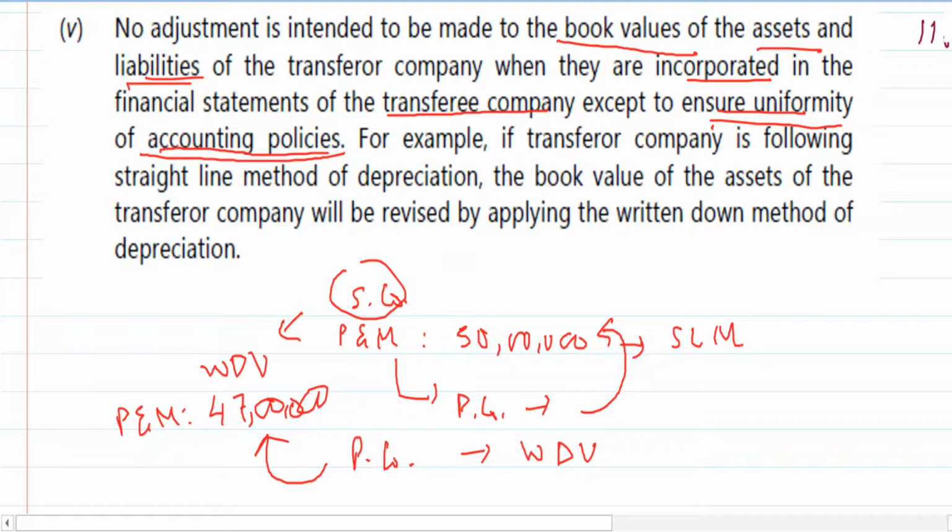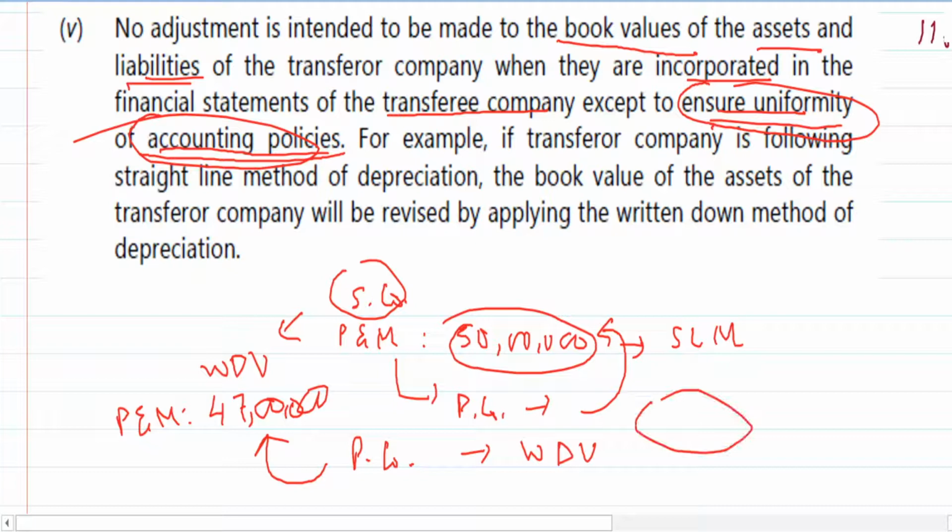One may argue that the book value was 50 lakhs. You are not recording at 50 lakhs. You are recording at a value other than 50 lakhs. Yes, you are allowed to do this because this will bring about uniformity of accounting policies, isn't it? Your 50 lakhs is as per SLM and my figure is as per WDV. There is no point of adding to my figure of WDV your figure which is as per SLM. So I will ask the selling company, let's see if you follow WDV, what will be the book value? Then we realize it is 47 lakhs. Then I can record this at 47 lakhs.